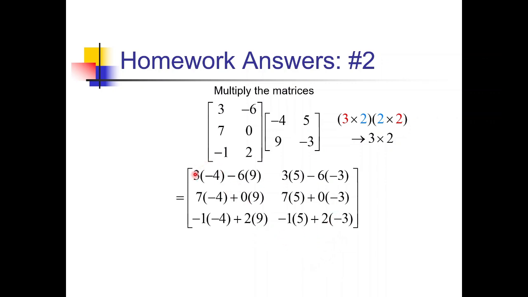So this is -12 minus 54, so -66, and then we have 15 plus 18, so 33. This is -28 plus 0, so -28. 35 plus 0 is 35. This is 4 plus 18, so 22. And finally, -1 minus 6 gives us -11.